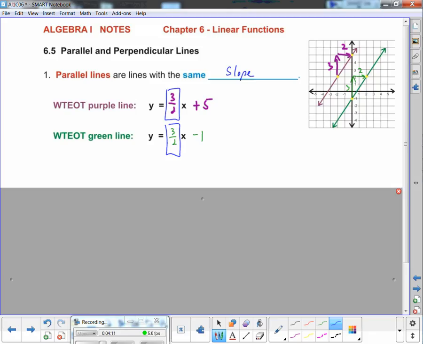So if I had a line y equals negative 2/5 x plus 1, somebody give me a parallel line.